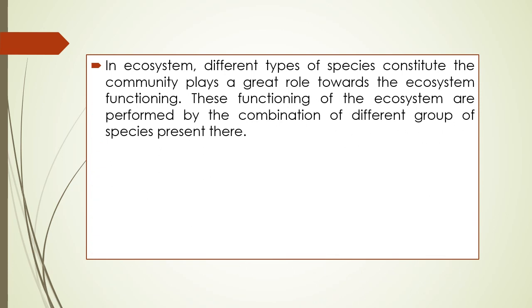So let me explain in detail about keystone species. In an ecosystem, different types of species constitute the community and play a great role towards ecosystem functioning. Function is generally considered a synonym for processes, and ecosystem function is a general term that includes stocks of materials like carbon, water, minerals, nutrients, etc., and rates of processes including fluxes of energy and matter between trophic levels and environment.